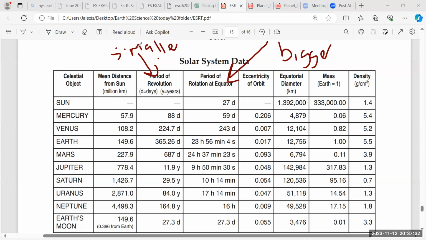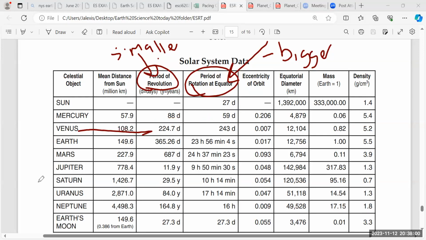All right, so we're looking for a planet where this category, the period of rotation, is bigger than the period of revolution. So when I take a look, Mercury has a period of revolution of 88 days, period of rotation 59 days. The period of rotation is not bigger than the period of revolution. So Mercury does not count.